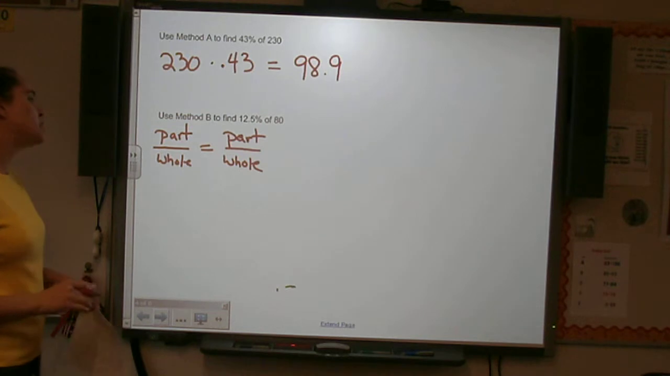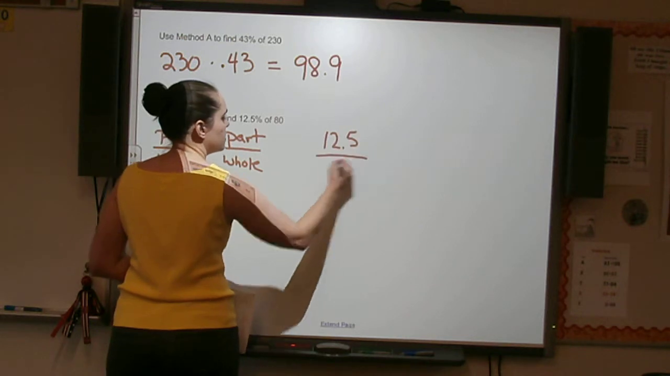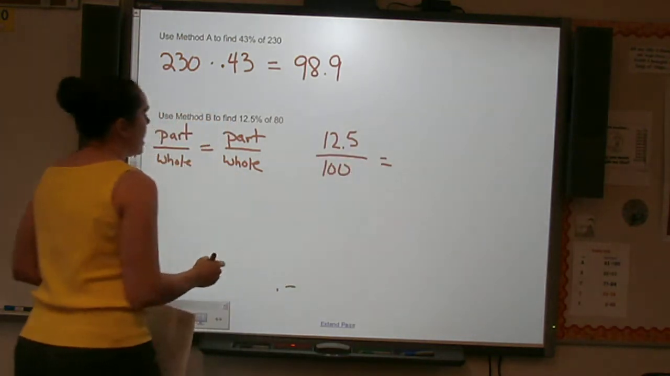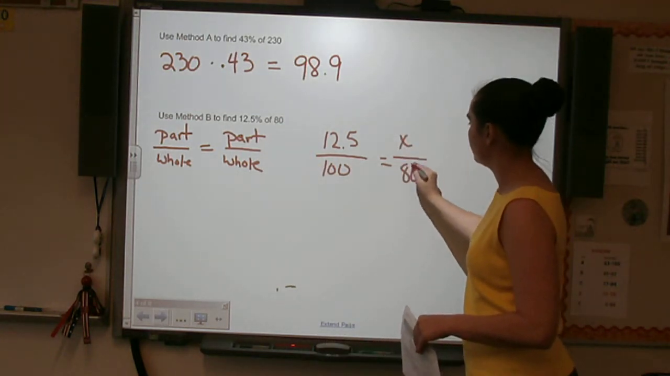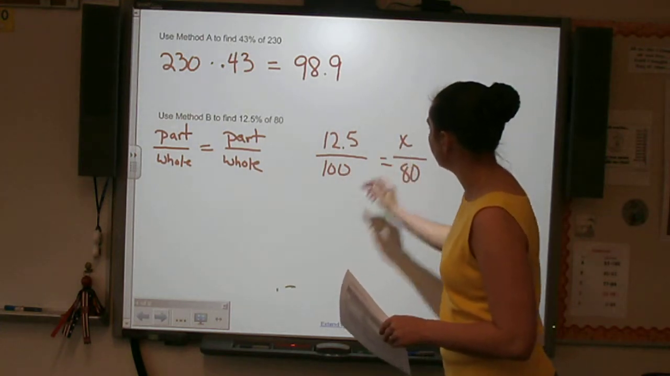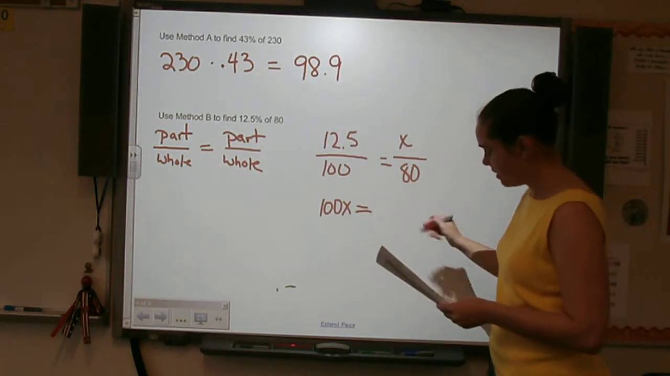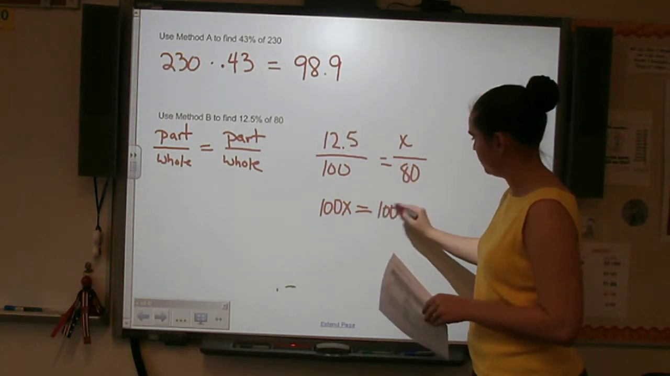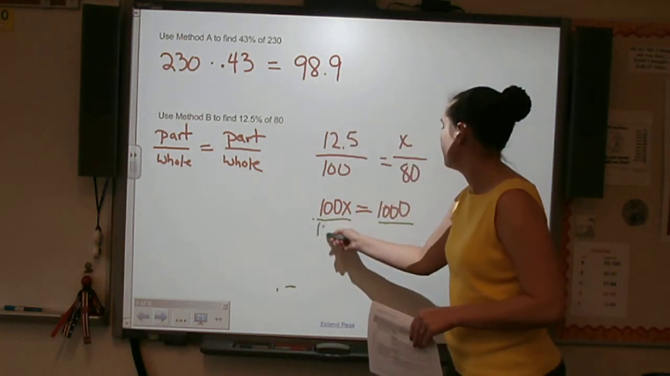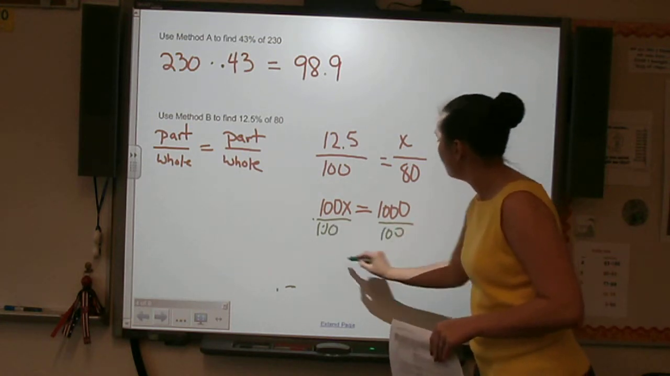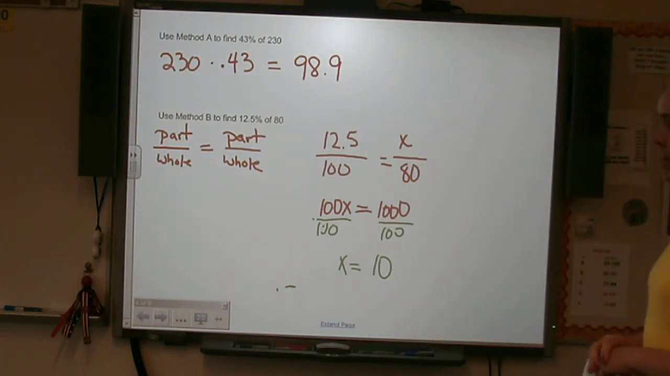Okay, so we want to find 12.5% of 80. So we have 12.5 is part of 100%, and we're looking for the part, and we know that the whole is 80. So now we're going to cross multiply. 100 times x is 100x, and 12.5 times 80 is 1,000. And now to solve for x, we divide both sides by 100. And we get x is equal to 10. So 12.5% of 80 is 10.